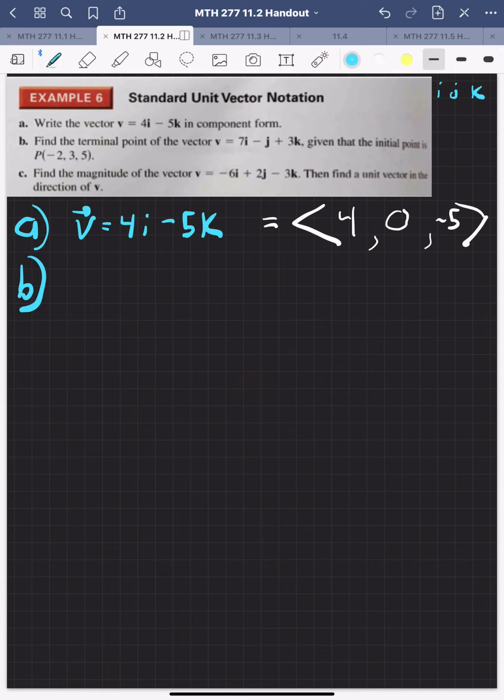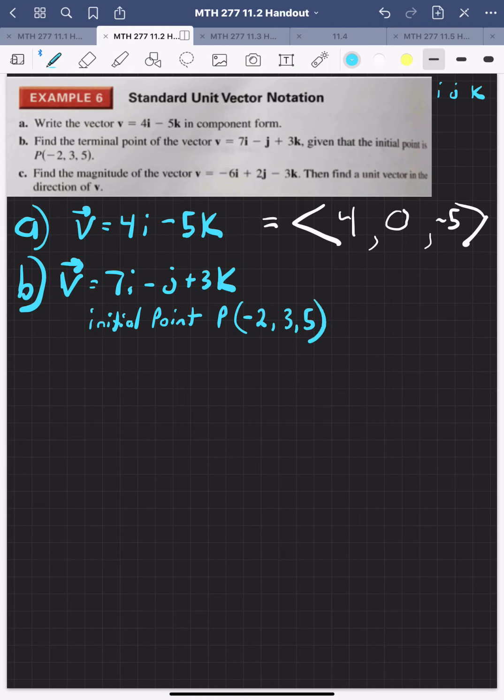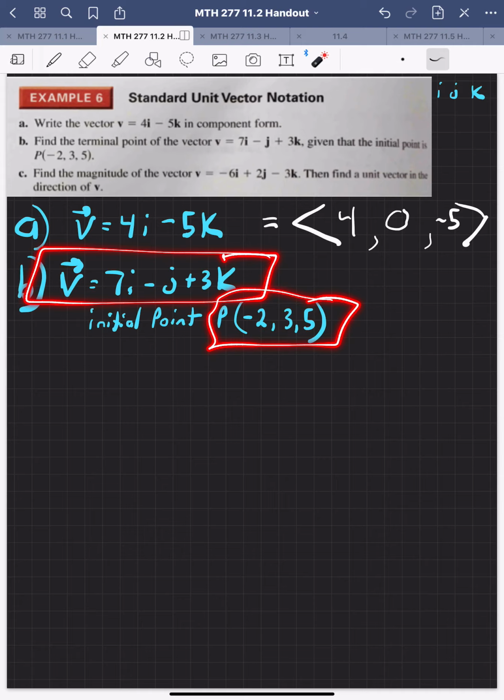All right, so here's the information that we're given. So vector V, in this case, is 7i minus j plus 3k, and the initial point of that vector is negative 2, 3, 5. Okay, interesting. So I don't think we've encountered this before. So here we go. We got this. How do we get to the terminal?